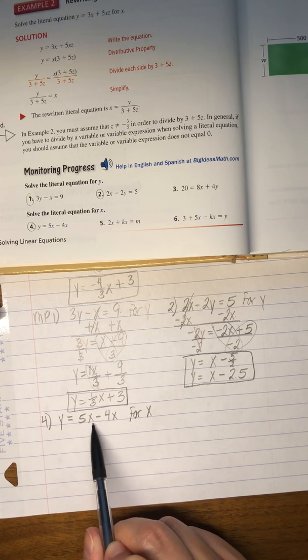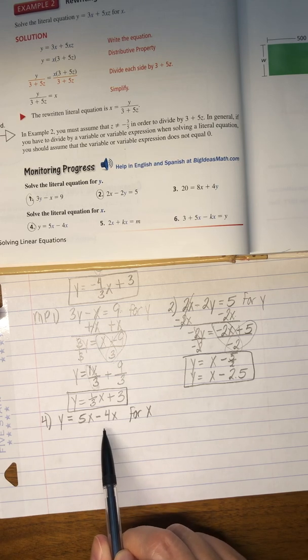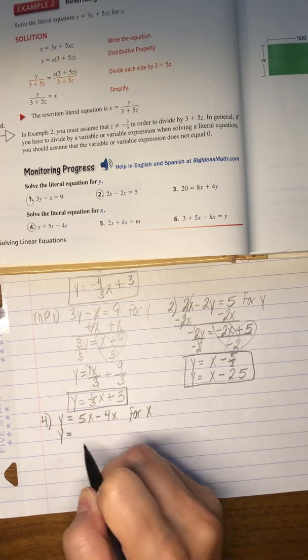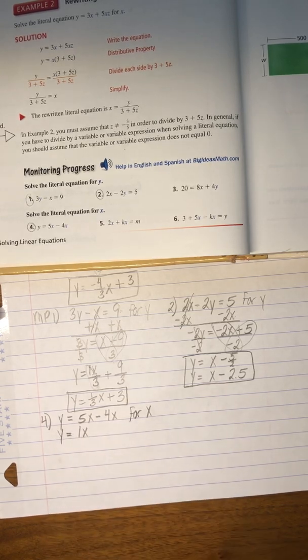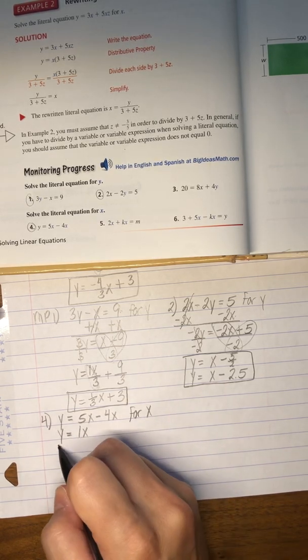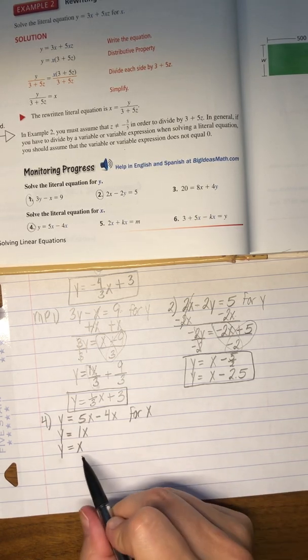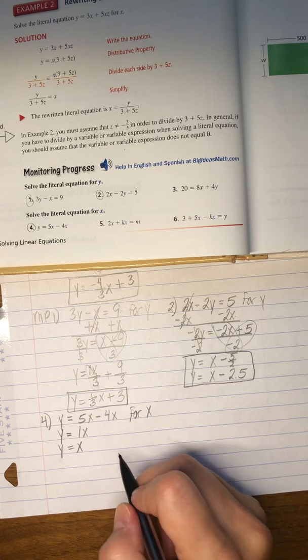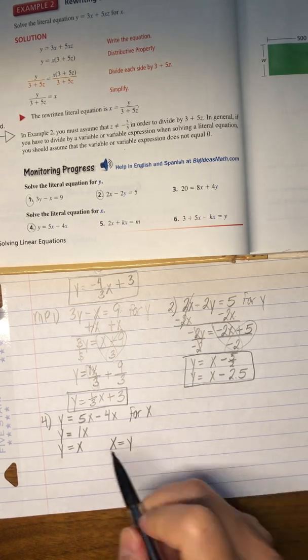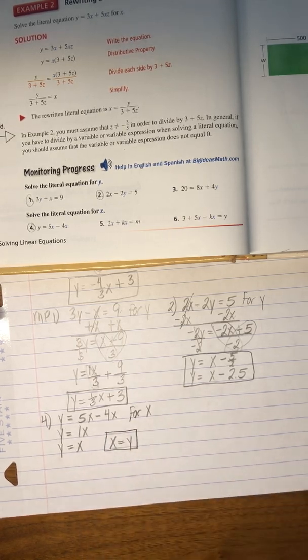In this equation, the first thing that I notice is I have like terms that I can combine. Let's combine these like terms, get them so that they are together. This would be y equals 1x. Or in other words, y equals x. Well, if I'm solving for x, this is the same thing as saying x equals y. So I'm actually already done with this equation. I have no more to do with this one.